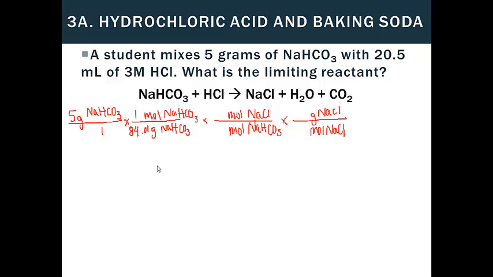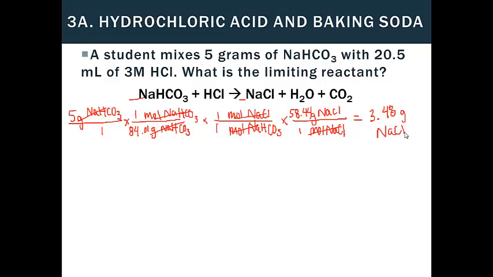84.01 grams. And now I've got mole on top of mole, which is a mole ratio. So 1 mole of HCl for every 1 mole of baking soda. And now I need the molar mass of NaCl. That's 58.44. So if I solve, grams cancels grams, moles, moles, moles, moles. So my answer is going to be 3.48 grams of sodium chloride.